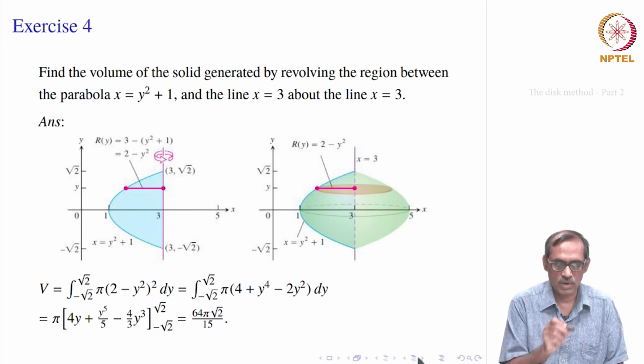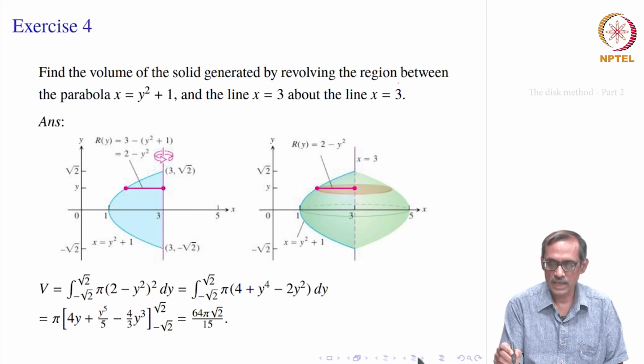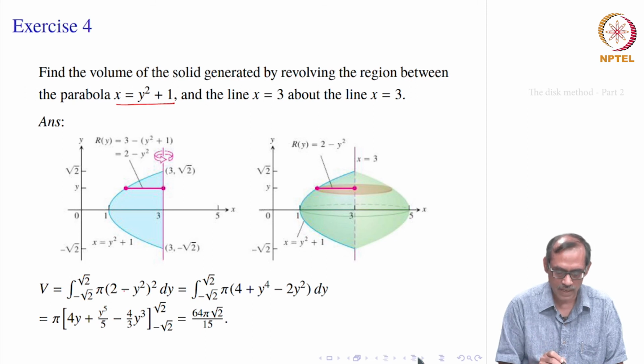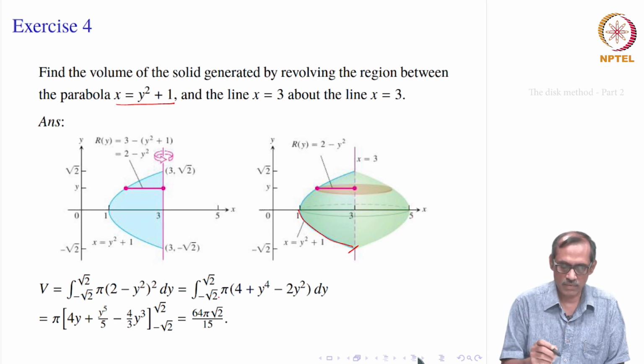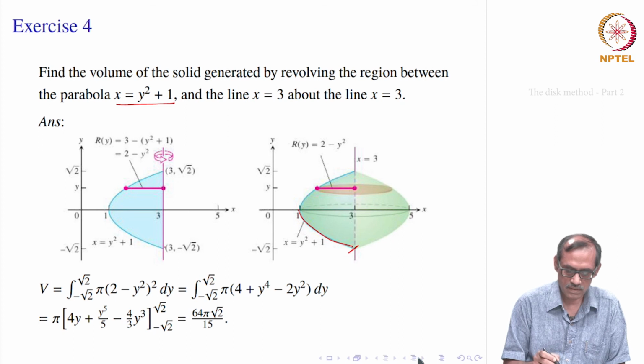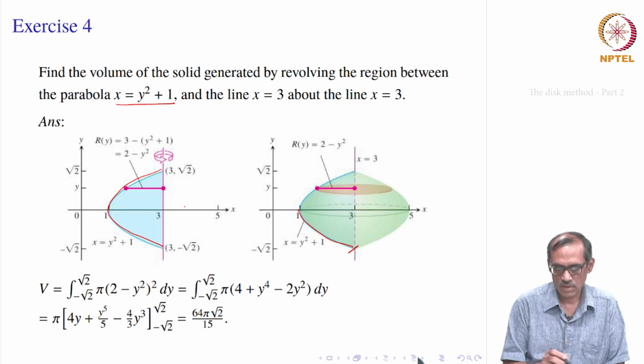Here we want to find the volume of the solid generated by revolving the region between the parabola x equal to y square plus 1 and the line x equal to 3, about the line x equal to 3. So, here is the parabola x equal to y square plus 1, and this is the line x equal to 3. This parabola is revolved around the line x equal to 3.